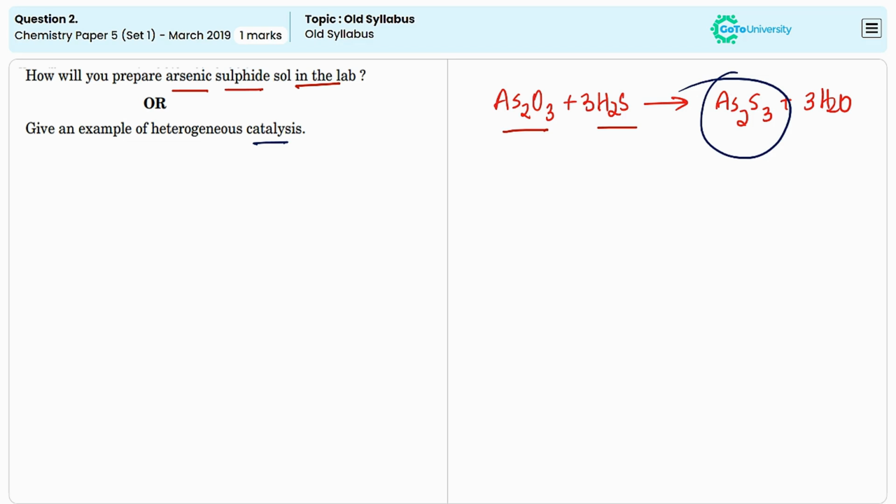Now we know that the Haber process, that is the industrial preparation of ammonia, is an example for heterogeneous catalysis. Here both nitrogen and hydrogen are in gaseous phase while iron, which is the catalyst, is in solid phase. So this is a best example for heterogeneous catalysis.